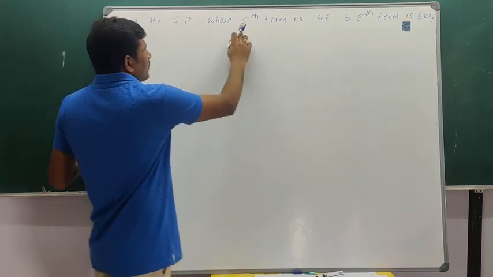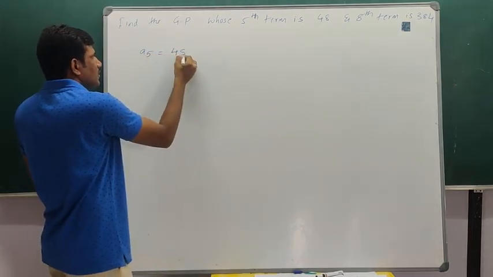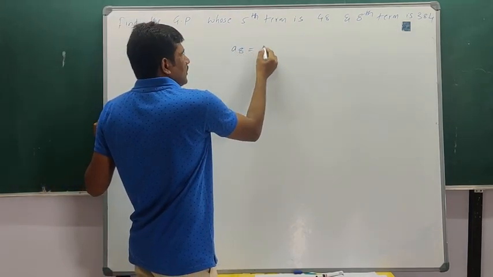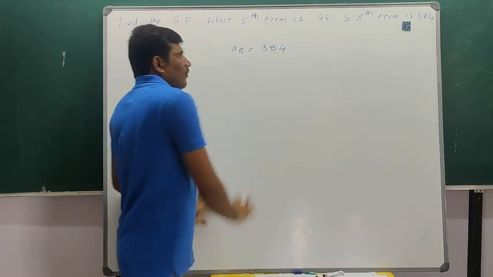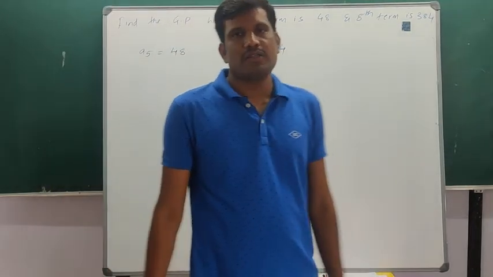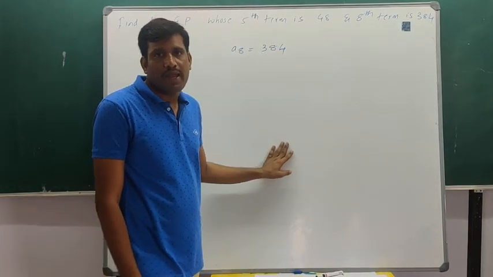What are the two parameters they have given? The fifth term, that is A5, is 48. Similarly, the 8th term is given, that is 384. So they have given two parameters, the 5th term and 8th term. By using these two parameters, we need to find the values of A and R.